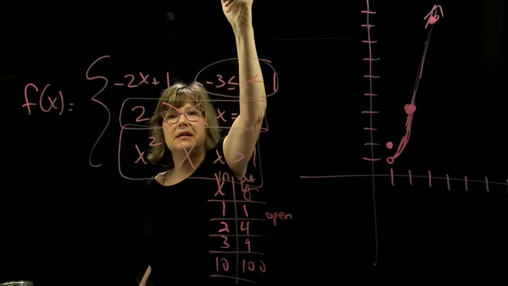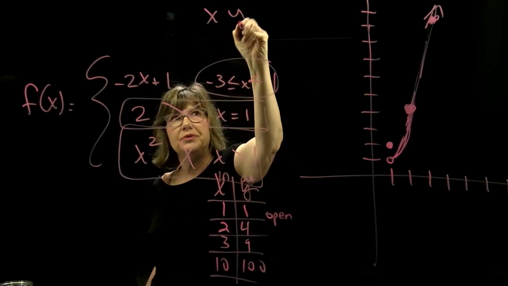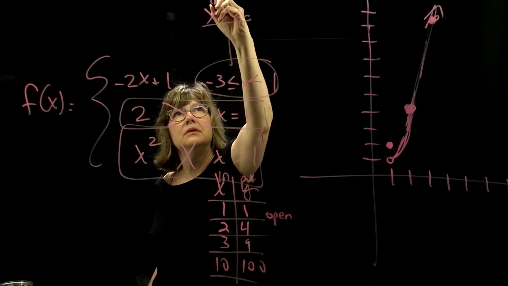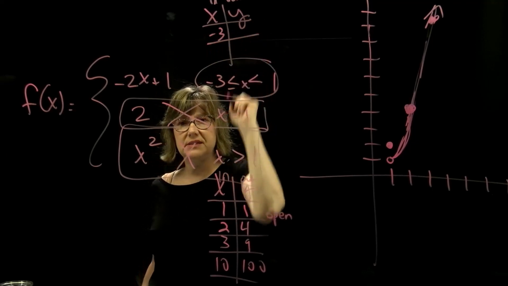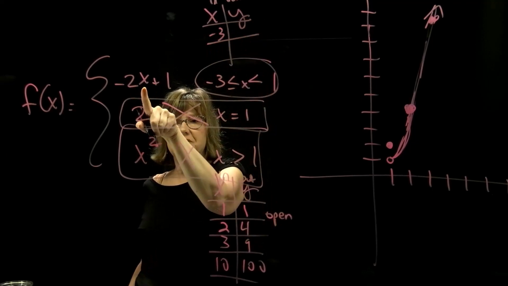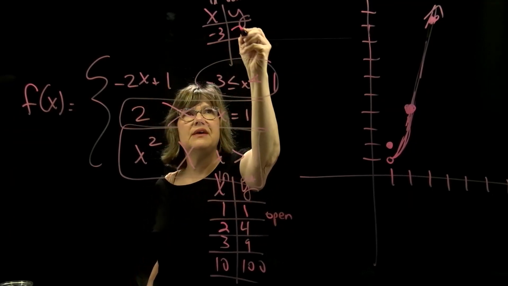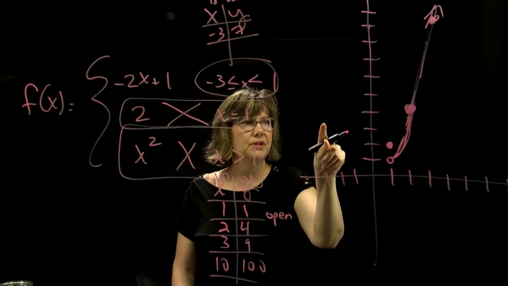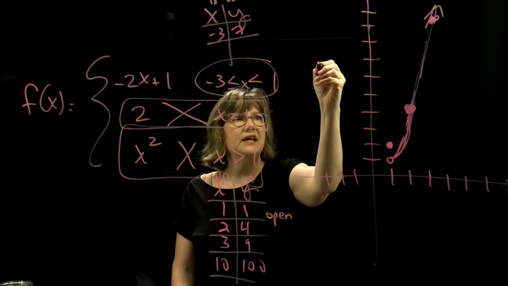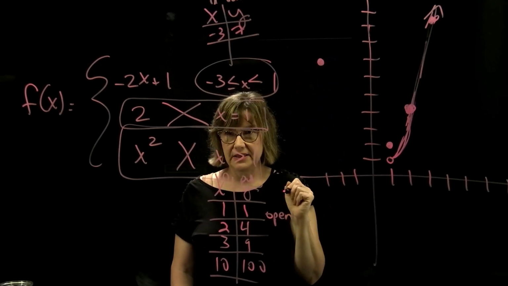So again, I'm going to make an input-output chart up here. And first of all, I'm going to put in a -3, substitute a -3. -2 times -3 is 6 plus 1 is 7. So at -3, I'm at 7. 1, 2, 3, 4, 5, 6, 7. That is a solid dot because it can land there.